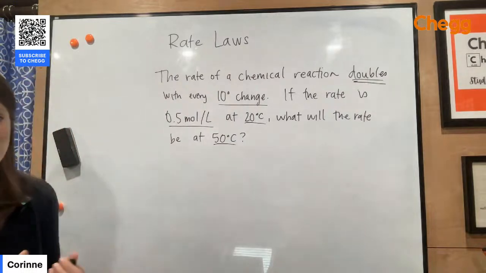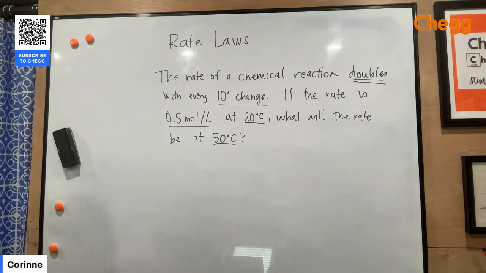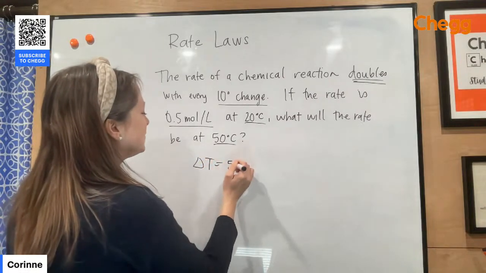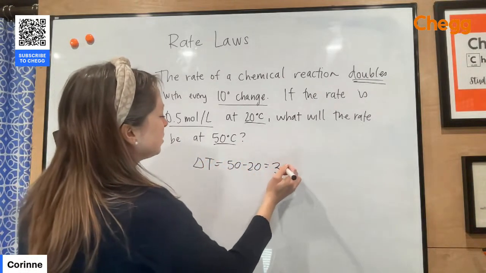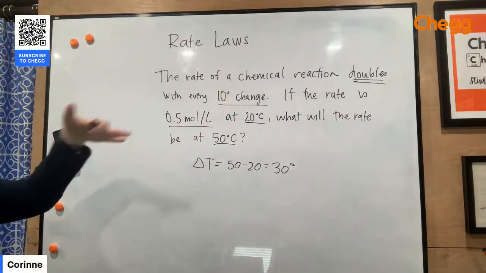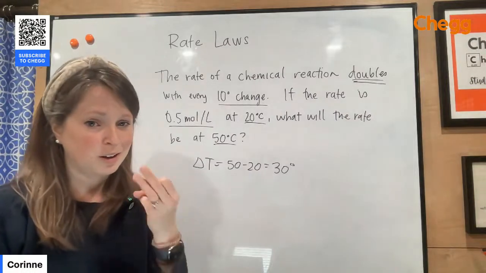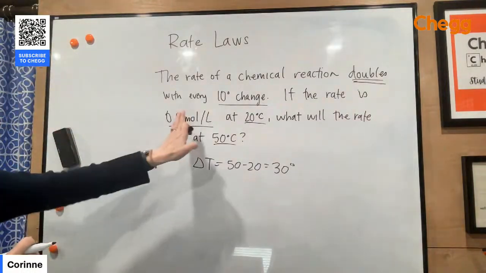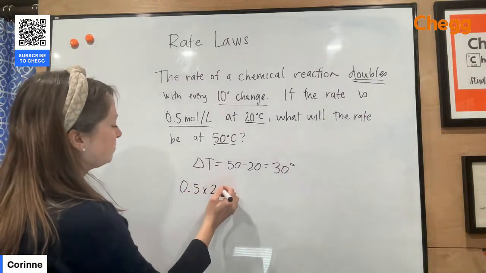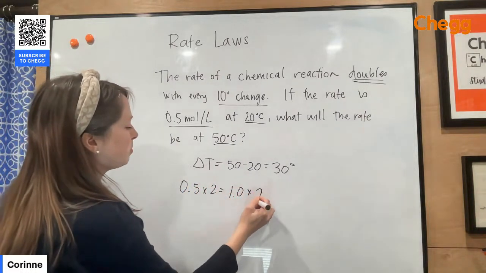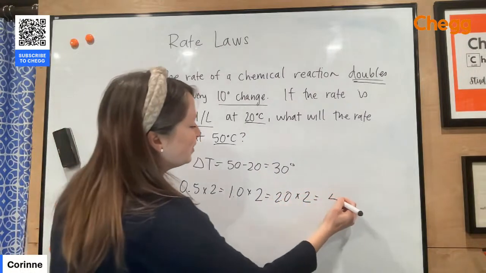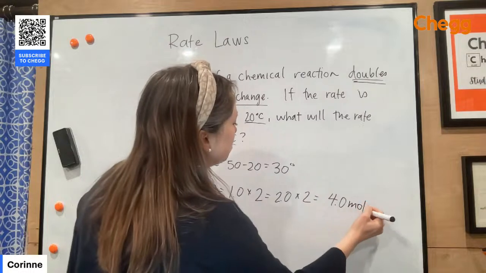So first thing I would do with this one is you got to figure out how much that temperature changes, right? So we were just talking about delta T. Delta T is going to be 50 minus 20. That's 30 degrees. All right, that's with each 10-degree change, we expect it to double. How many times is this one going to double? 3 times, okay? So looking at this, I'm going to take 0.5 and I'm going to double that. And I'm going to double it again. To 4.0 moles per liter.